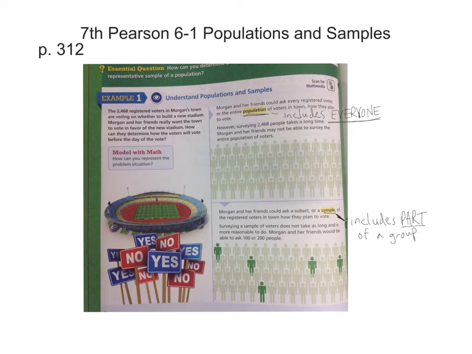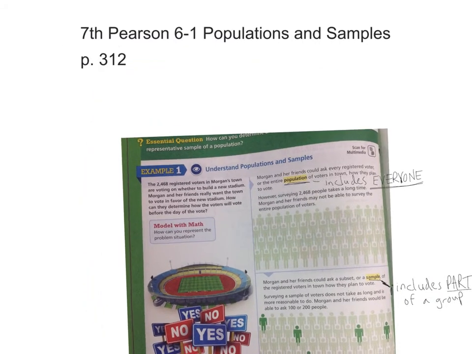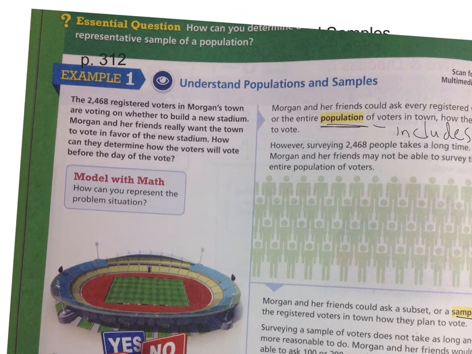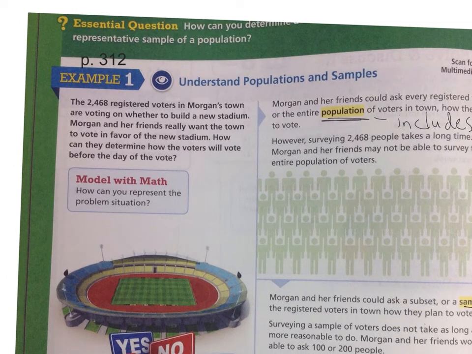Lesson 6.1, we're talking about populations and samples. So on page 312, example 1, 2,468 registered voters in Morgantown are voting whether to build a new stadium. Morgan and her friends really want the town to vote in favor of the new stadium. How can they determine how the voters will vote before the day of the vote?